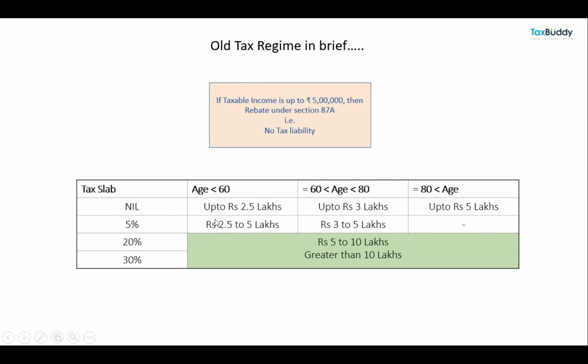If your income ranges between 2.5 to 5 lakh in the first category, then 5% tax rate shall apply. For the second, 3 to 5 lakh, then 5%. If your income ranges between 5 lakh to 10 lakh, then 20% tax rate shall apply. If your income is greater than 10 lakh, then 30% on such greater income shall apply. Last time I got many questions with regards to senior citizen calculations. I would like to discuss the same in my next slide.